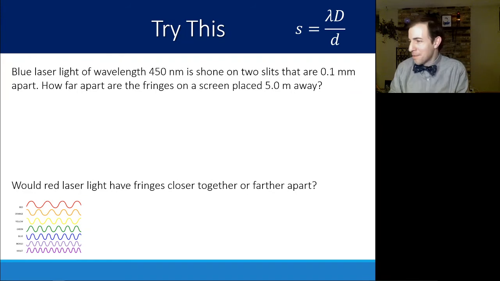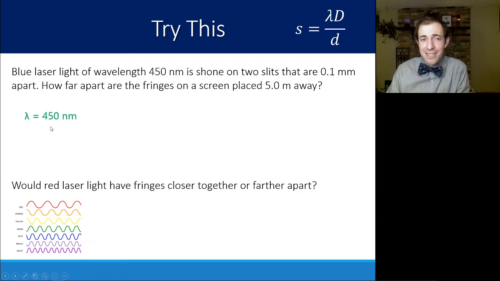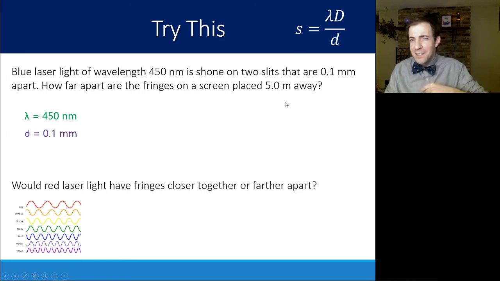So let's look at this as a specific problem. Blue laser light of wavelength 450 nanometers is shown on two slits that are 0.1 millimeters apart. How far are the fringes on a screen placed 5 meters away? So just reading through that problem, I notice I have 3 different units for distance. I've got this 450 nanometers. That is my wavelength. I have 0.1 millimeters. That's the distance between the slits. That would be little d. And then 5 meters, that's the distance from the slits to the screen. So that's big D.